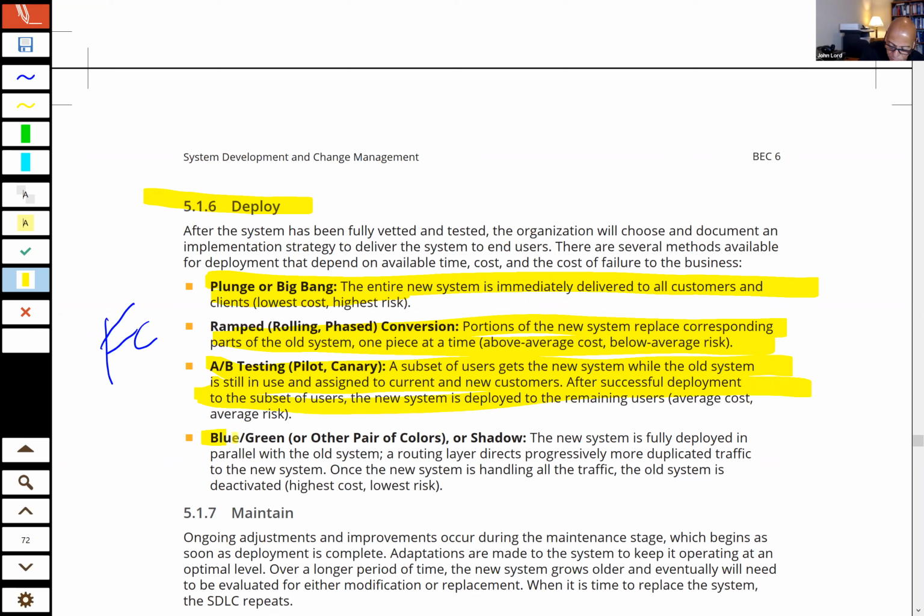And then you could have blue-green. The new system is fully developed in parallel with the old system, and then we will progressively duplicate traffic to the new system. Once the new system is handling all the traffic, the old system could be turned off. Okay. All right, good.